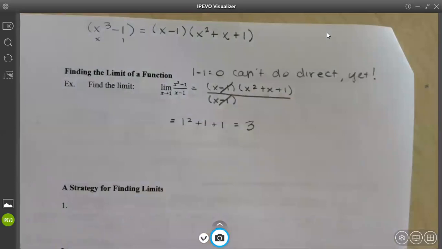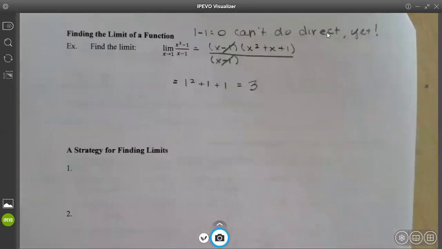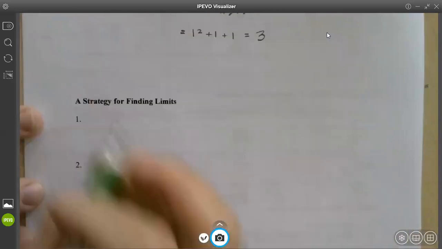You have to know. A strategy for finding limits. These are pretty decent sentences, so at least 2 3-liners, so be ready. Learn to recognize which limits can be evaluated directly.